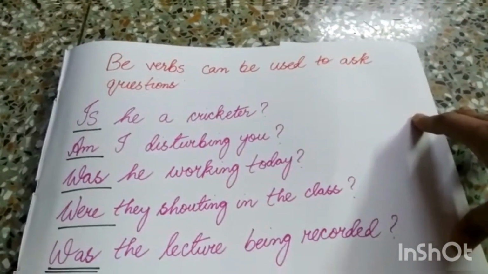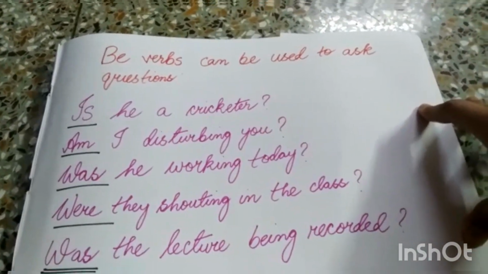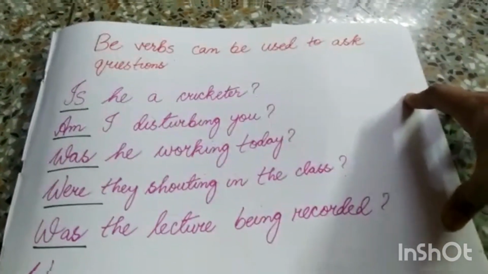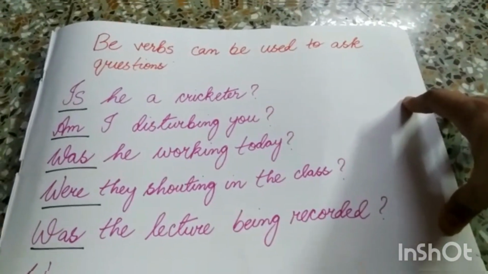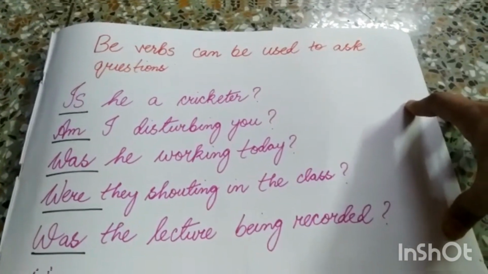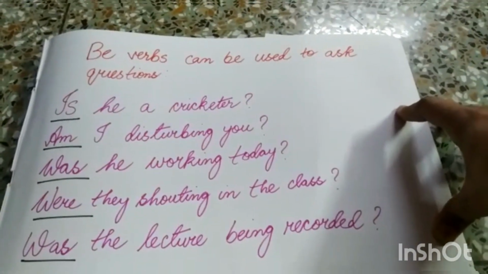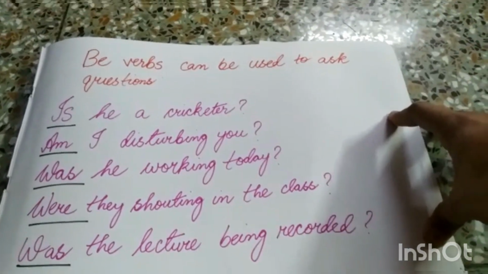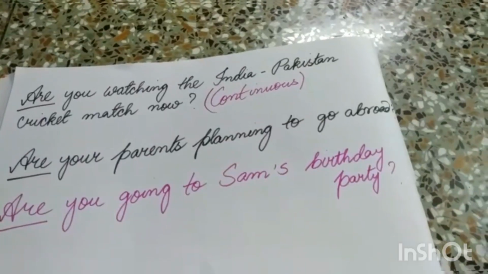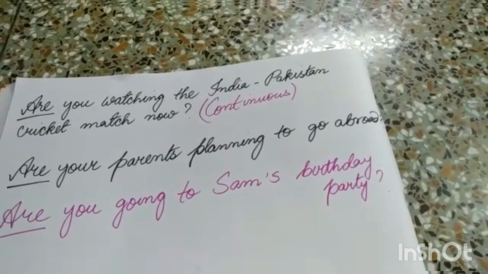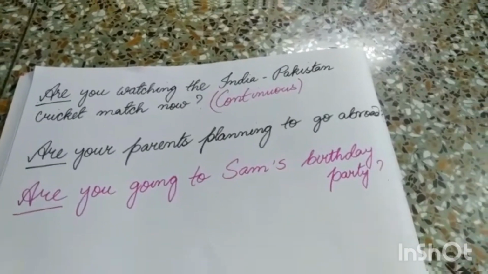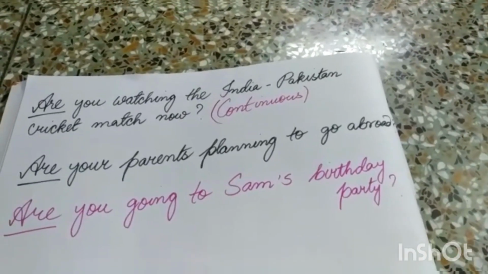Now the be verbs can also be used to ask questions. Is he a cricketer? Am I disturbing you? Was he working today? Were they shouting in the class? Was the lecture being recorded? Here in these examples you can see how the be verbs is, am, was, were and again was are being used to form questions. So the be verbs can also be used to ask questions. Here also you can see how the verb are is being used to ask questions.